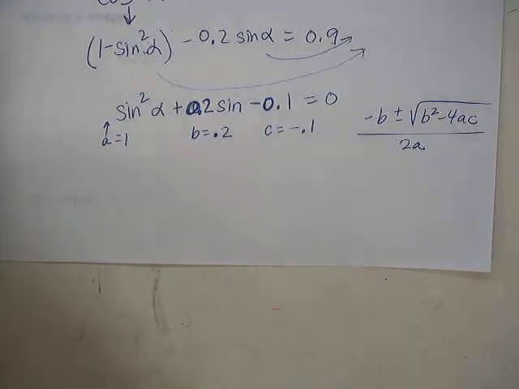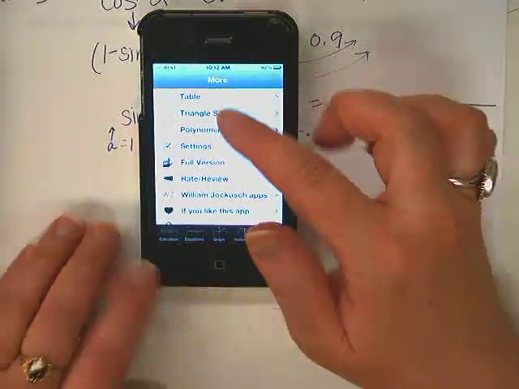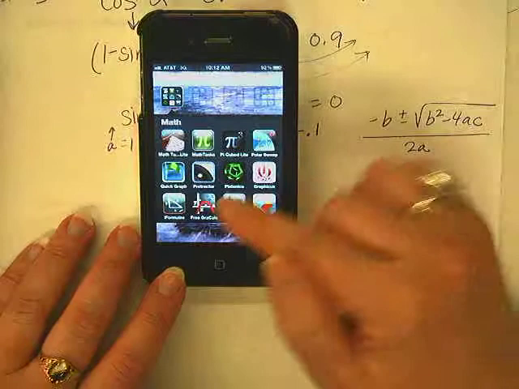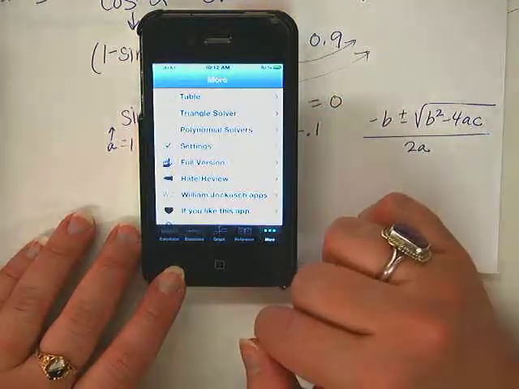I think Free Graph Calc might have something that'll do it. If you have Free Graph Calc, I think that's the one I told you guys to download a while ago. If you go to Free Graph Calc and you go to more, oh, there's a triangle solver. That will be, oh, polynomial solvers. Okay. I realize some of you are working on this, but here we go. Let's look at this together.